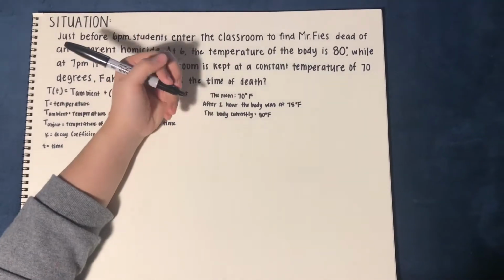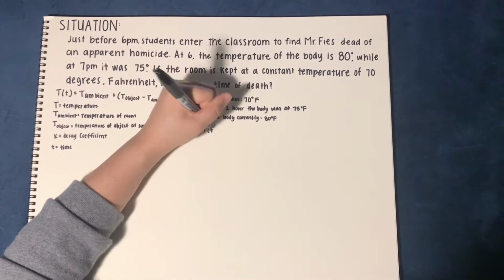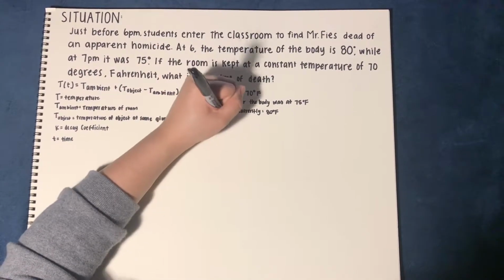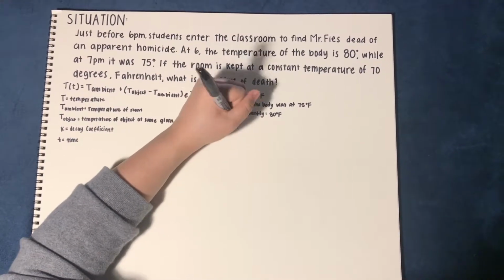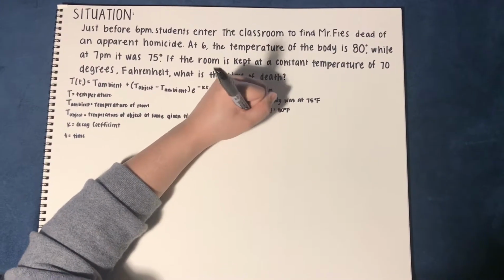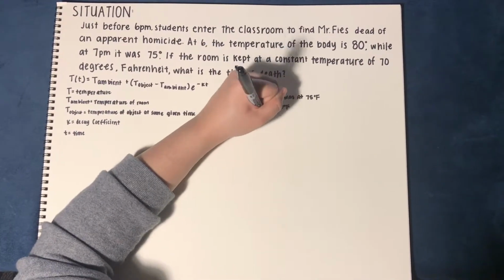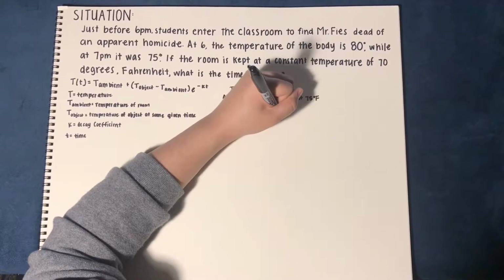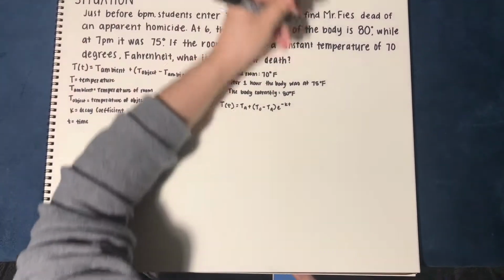Let's see. So T equals TA plus (T0 minus TA) e^(KT). Okay?